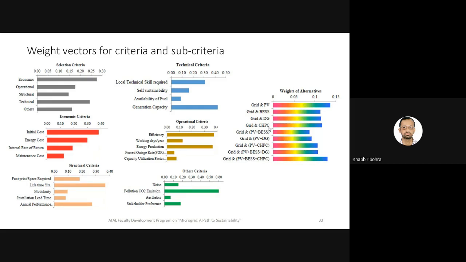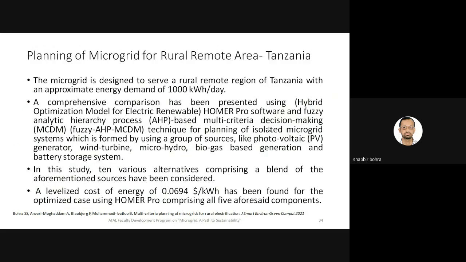What is the objective of the decision maker? What is the objective of the planner? What is the objective of the stakeholders? That plays a very vital role in deciding the priority of the alternatives.